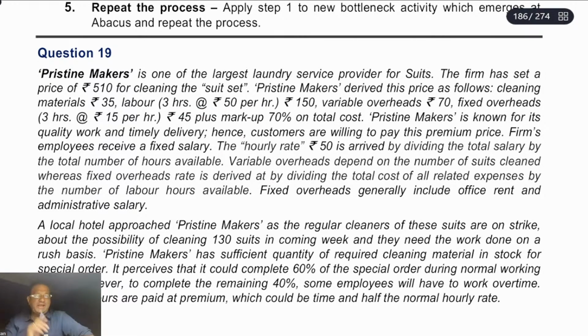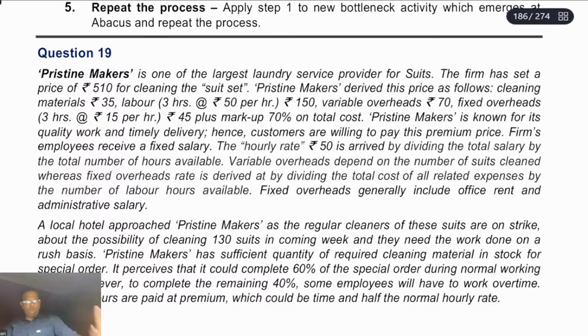They are the permanent employees of the organization. Variable overhead depends on the number of foods cleaned, whereas a fixed overhead rate is derived by dividing the total cost of all related expenses by the number of labor hours available. Fixed cost generally consists of office rent and admin salary.